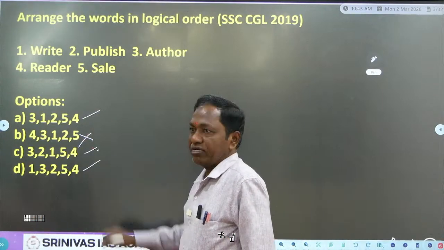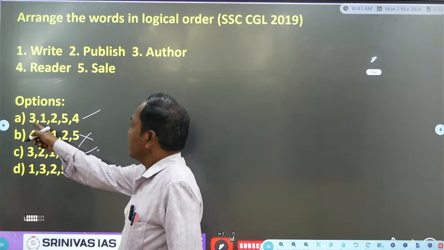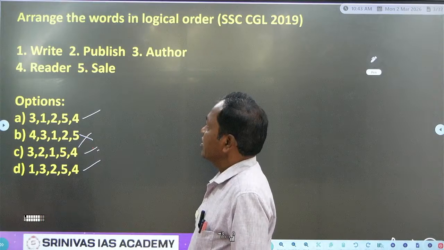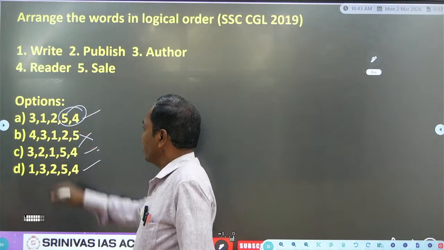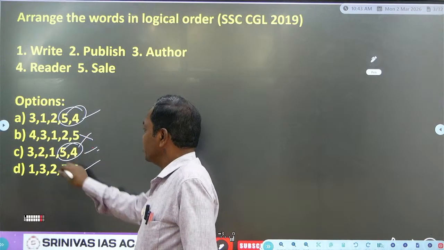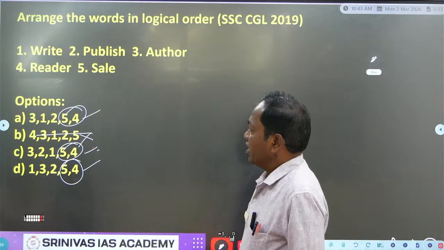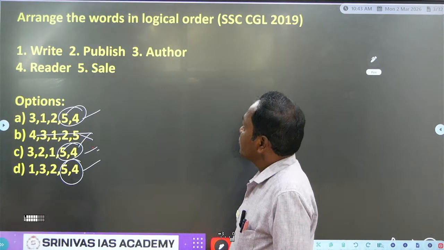The reader will qualify. Here, you can see the first one is sale. After sale, 5, 4 you can take. This is the 5, 4, and this is also correct. Anyway, this one is not correct. But see, reader 5, 4 is over.